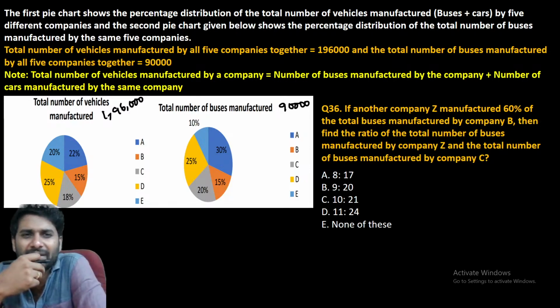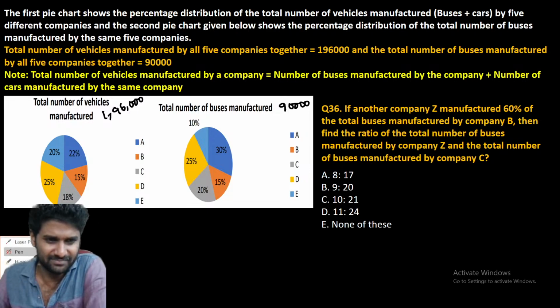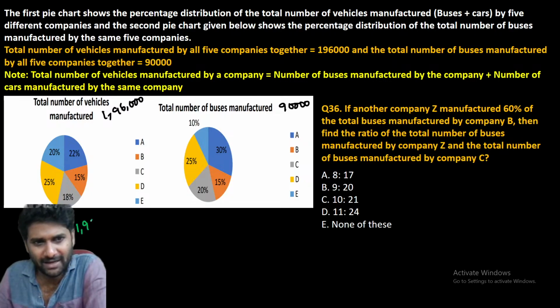Now the question: the number of vehicles manufactured by a company is exactly equal to the number of buses manufactured by the company plus the number of cars of the same company. Let me tell you the calculation part. See, now here 100% is exactly equal to 1,96,000, right? Now definitely 10% is exactly equal to 19,600.